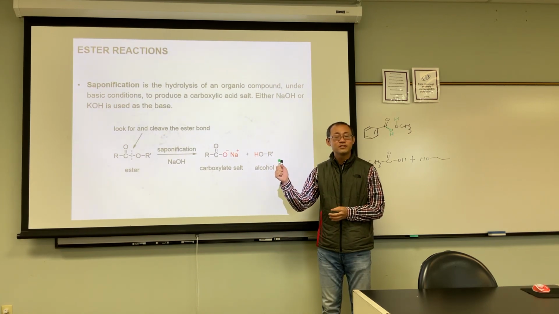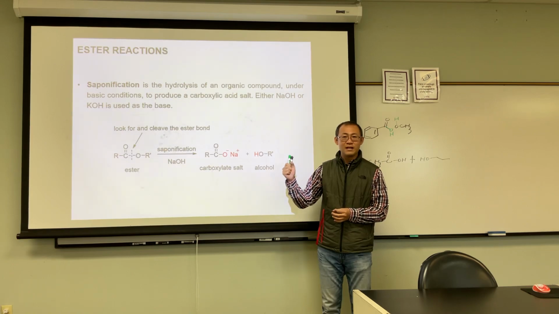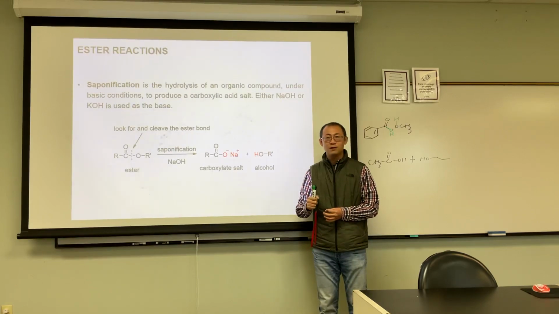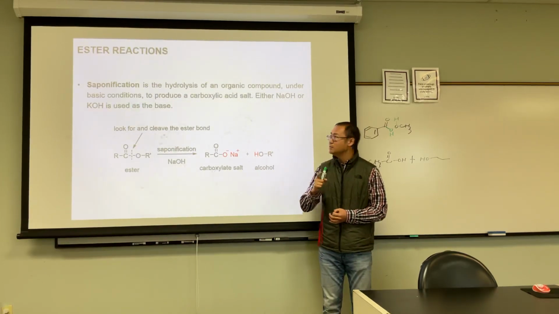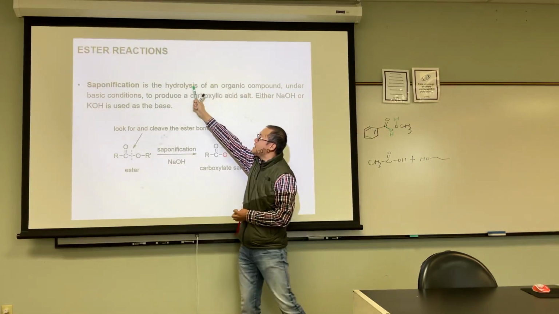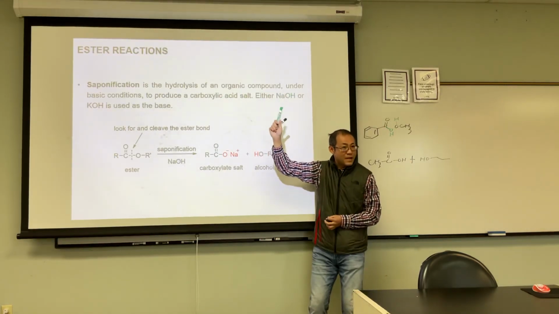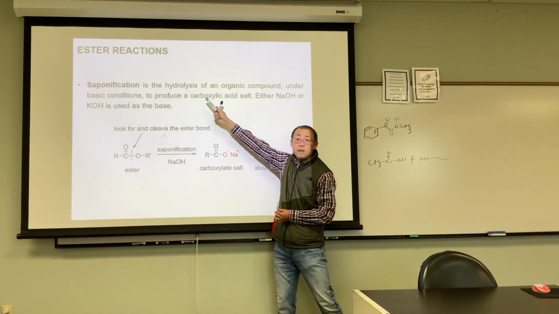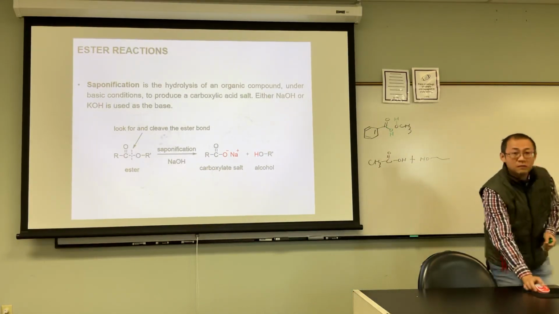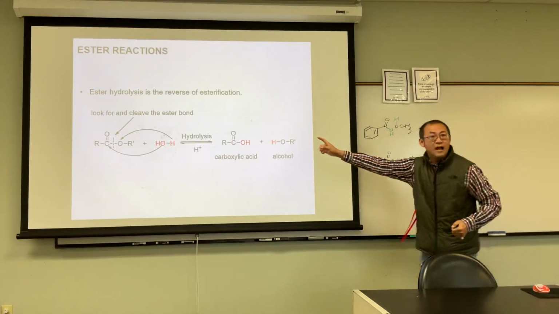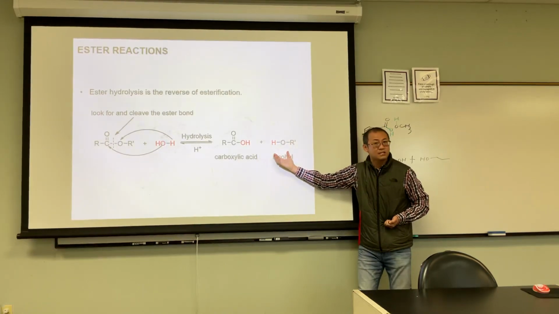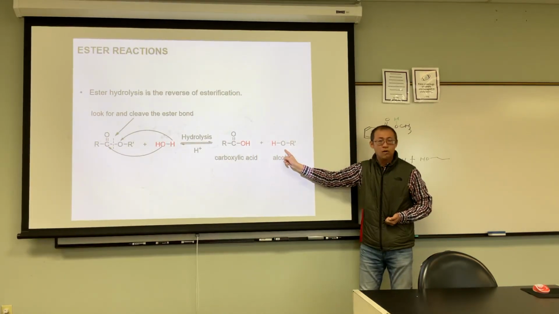Let's try this first without putting it on the board, to see if you can understand this reaction. How do we get these two products? If not, I'll work more on the board. Think about it, guys. Saponification means, again, hydrolysis under basic condition. So let's first look back at hydrolysis. When we have hydrolysis, what do we get? Acid and alcohol. This is what we get from hydrolysis.